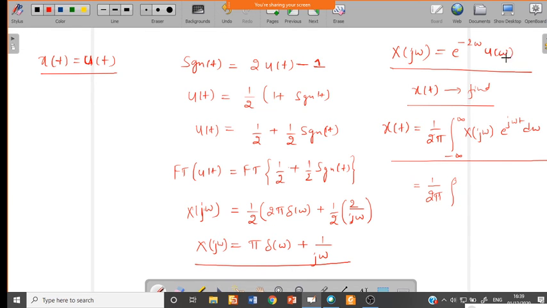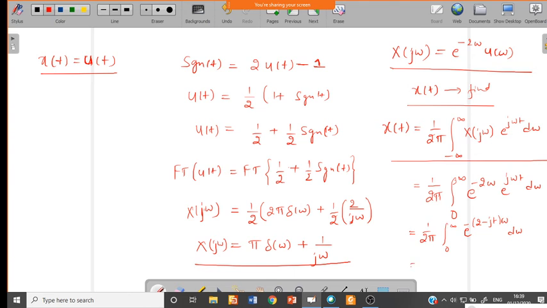So since it is u of omega, it will exist only from 0 to infinity, and it will give e power minus 2 omega into e power j omega t into d omega. Now this we can write as 1 over 2 pi into the integral from 0 to infinity of e power, taking minus and omega common, (2 minus jt) into omega into d omega. Now integrate this and substitute the value of omega.